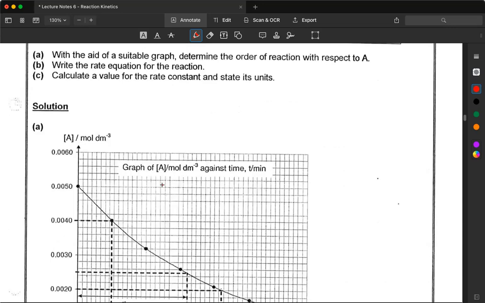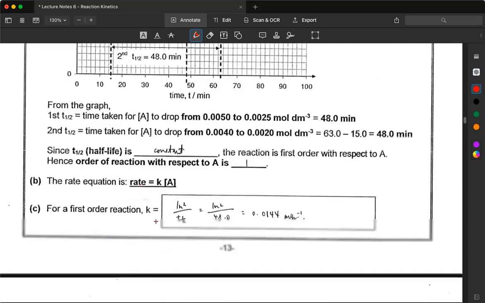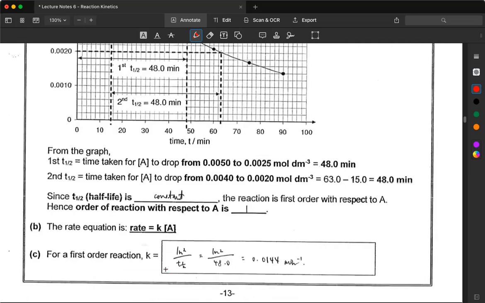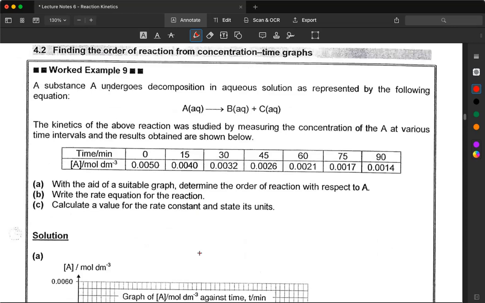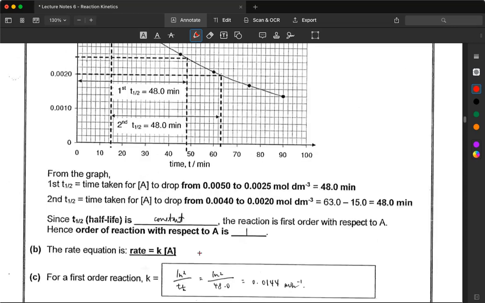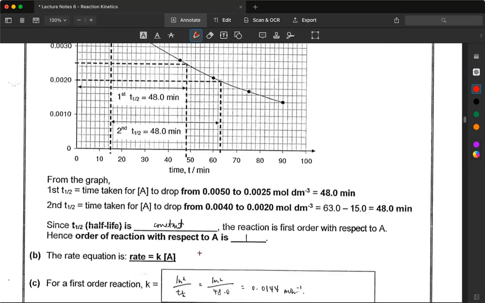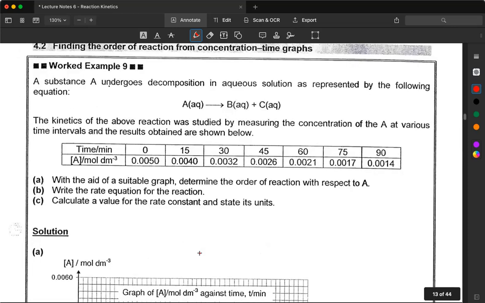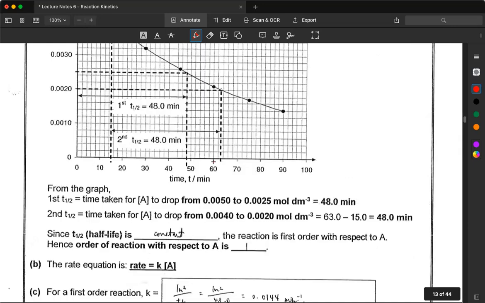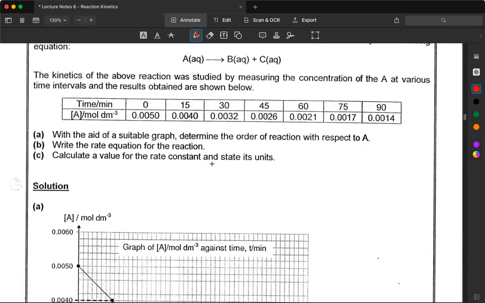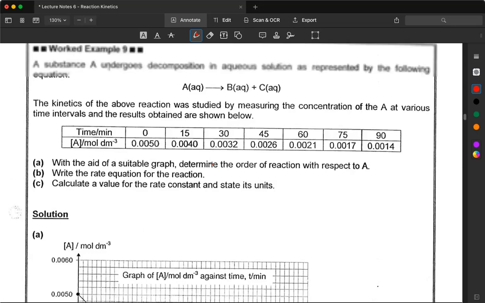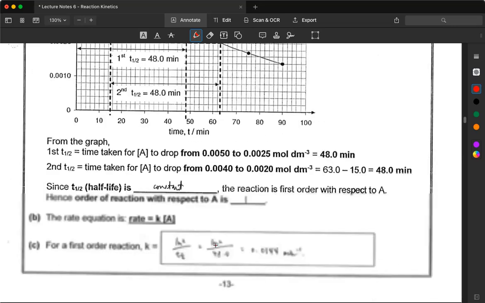To find the value of the rate constant, you just use a formula, k equals ln 2 over half-life. That will be faster. Don't think about using the equation, forget it. Because you can't use the rate because you are only given a time. So it's faster using this method.